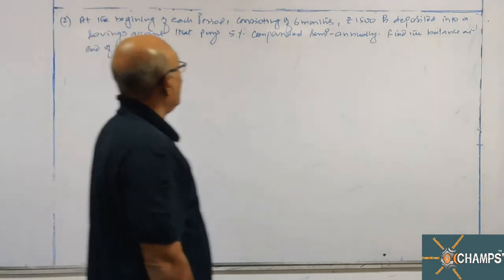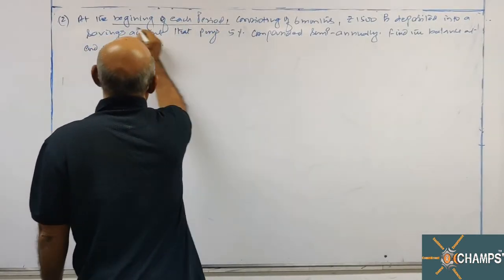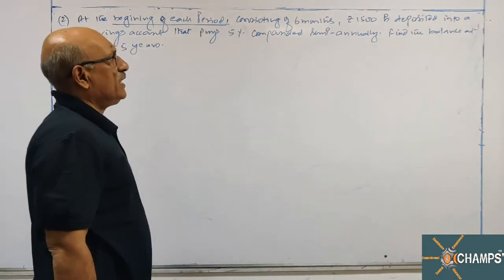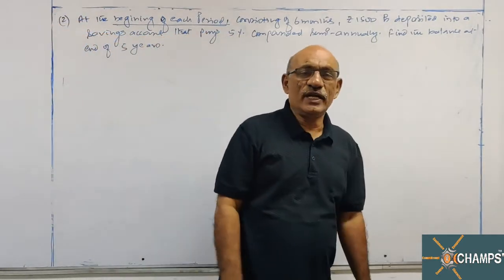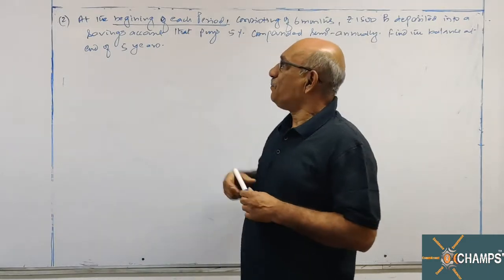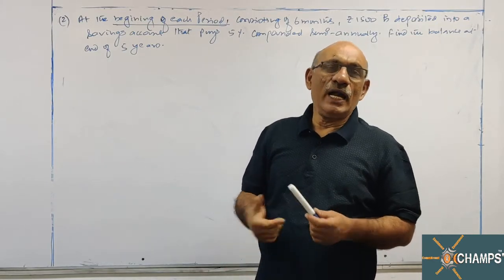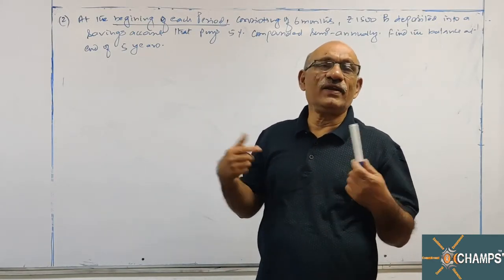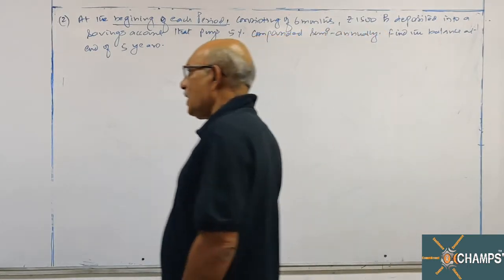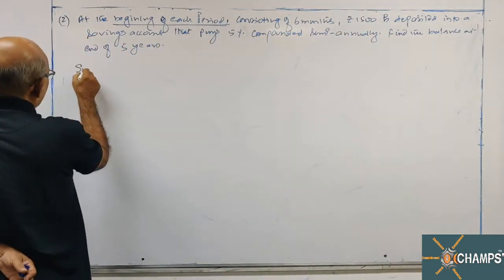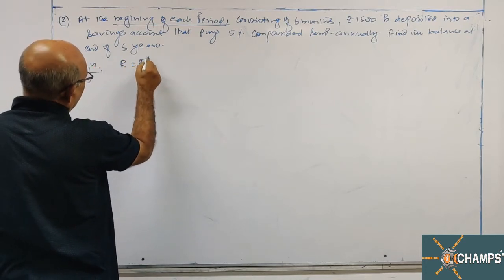Look at the problem, sir. At the beginning of each period, underline this. At the beginning of each period consisting of 6 months, rupees 1500 is deposited into a savings account. Beginning of each period means you have to use the due concept, and your payments are semi-annual. After every 6 months, you are depositing how much? Rupees 1500. See the solution part of this. R is equal to rupees 1500.